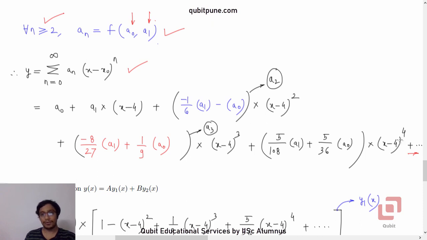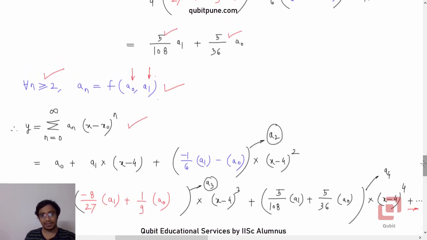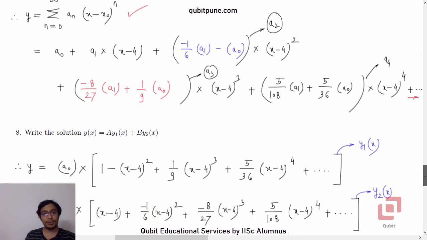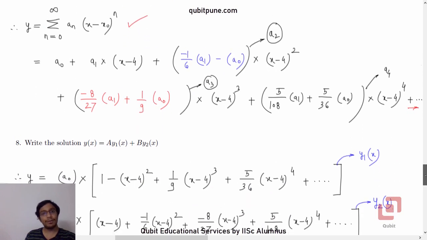And for this x minus 4 to the power 4, this is a4. Again write it in terms of a0 and a1. Okay, this is the latest. 5 upon 108 a1 plus 5 upon 36 a0. That's a4. Okay, and plus the remaining terms, a5 into x minus 4 to the power 5 and so on. All right. So we have got the power series solution, and what we should now do is write everything containing a0 as a separate series and everything containing a1 as a separate series.